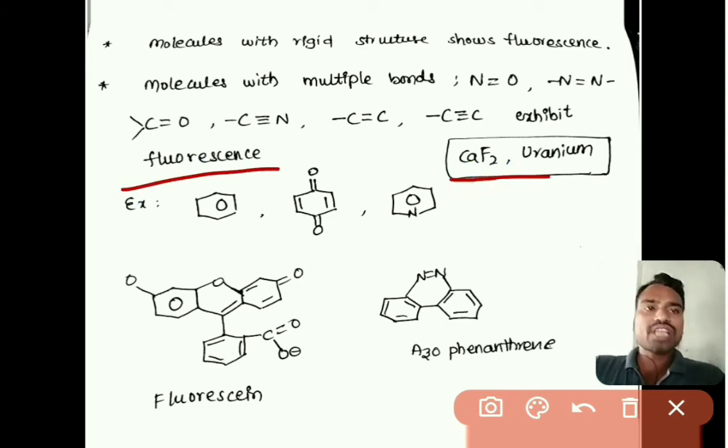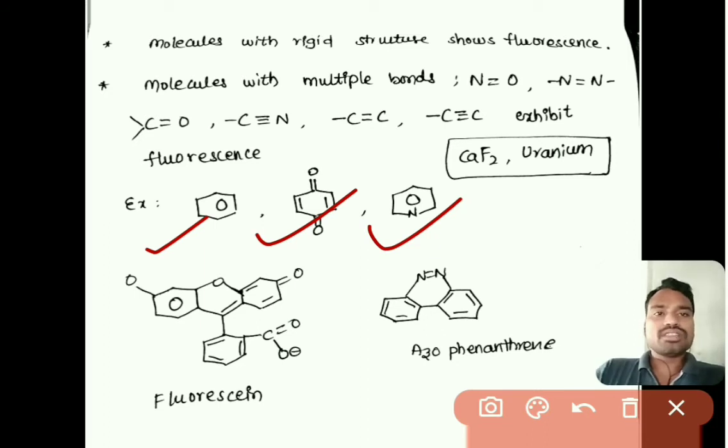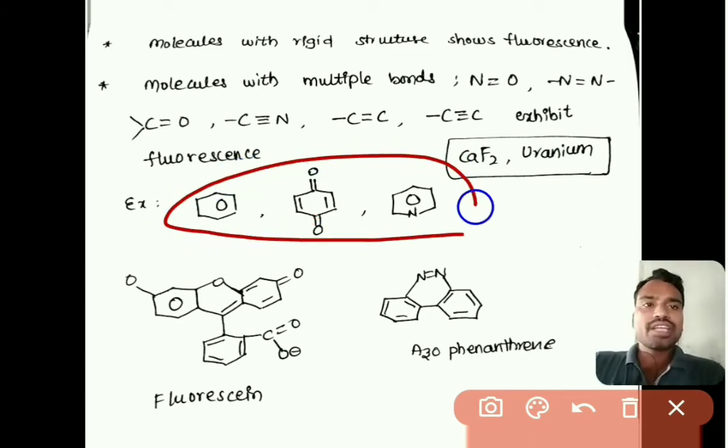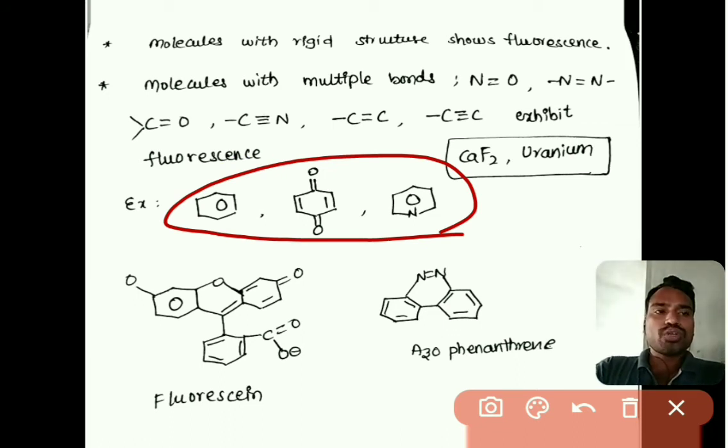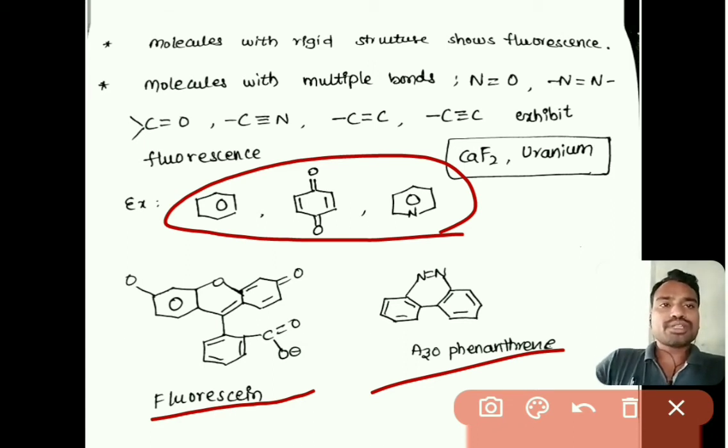Some other examples: calcium fluoride and uranium also exhibit fluorescence. The molecules with a benzene structure or pyridine, which contain these kinds of structures, also exhibit fluorescence. For example, fluorescein and azophenanthrene. So these are some examples of molecules with fluorescence, right.